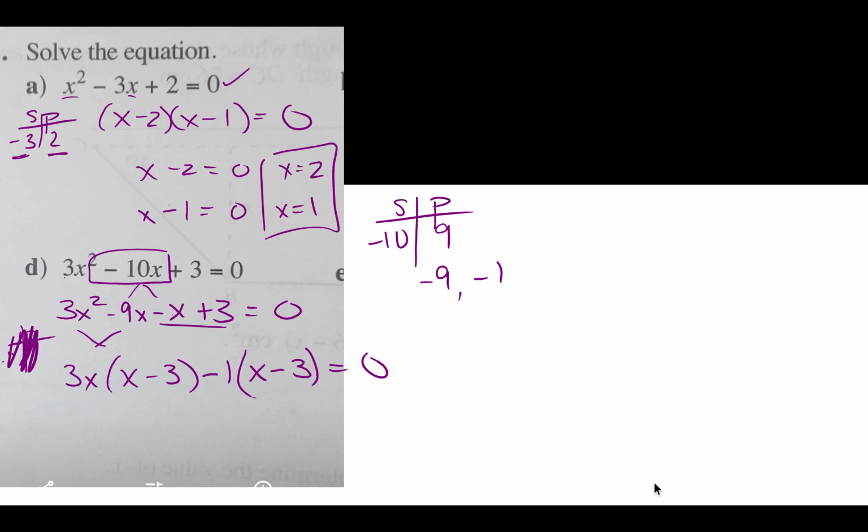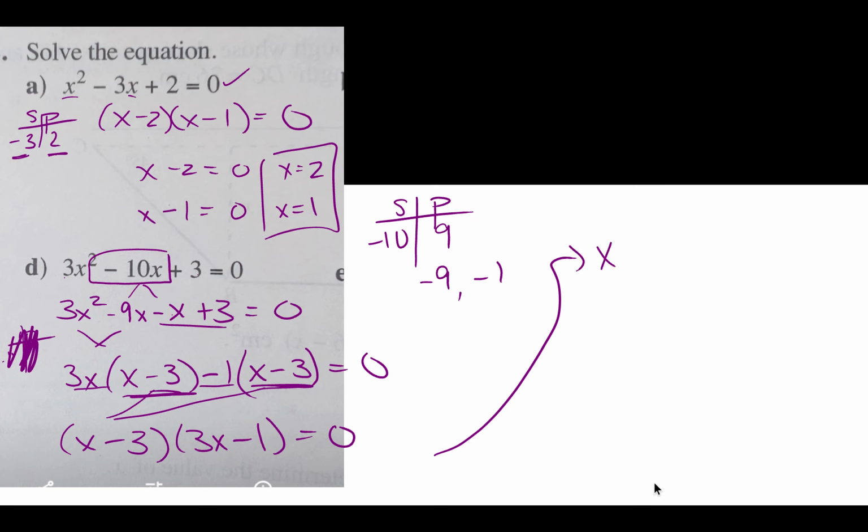The goal of factoring by grouping is now you have a common binomial, and we're going to take that out. So you'll have x minus 3, and you're left with 3x minus 1, and this all equals 0. So now that we've factored it completely, now we want to solve. So now you can take each factor and set it equal to 0 and solve for x.